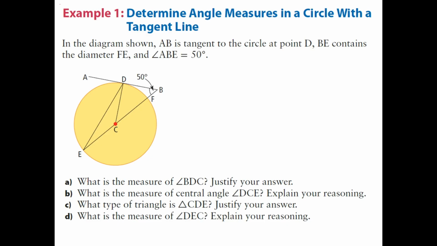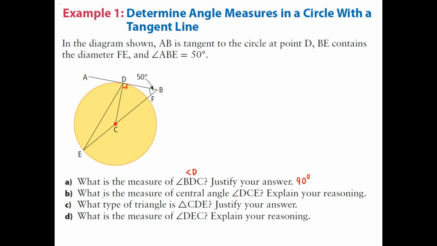My first question, for A, is what is the measure of angle BDC? Angle BDC is here, so they're looking for the angle at D. According to my tangent radius property, because I have a tangent touching exactly one point on the edge of the circle, D is my point of tangency, so this must be 90 degrees here and also on the other side. So for A, my answer is just 90 degrees.